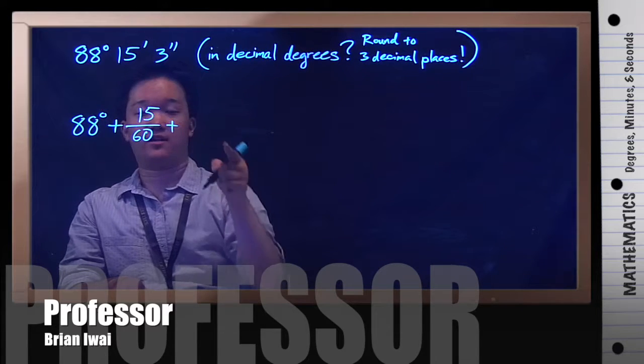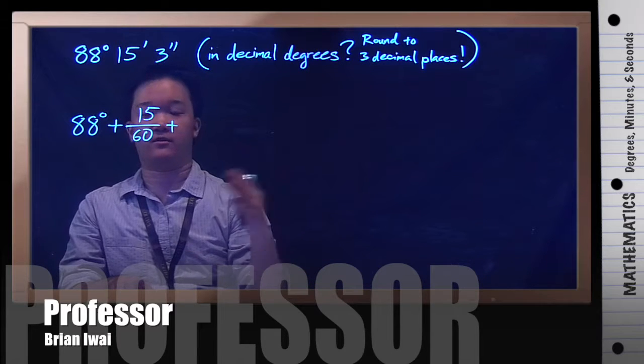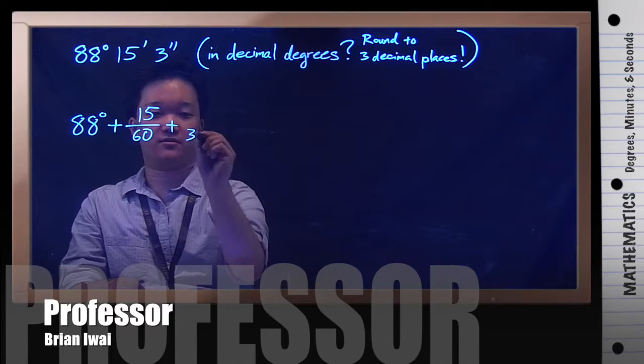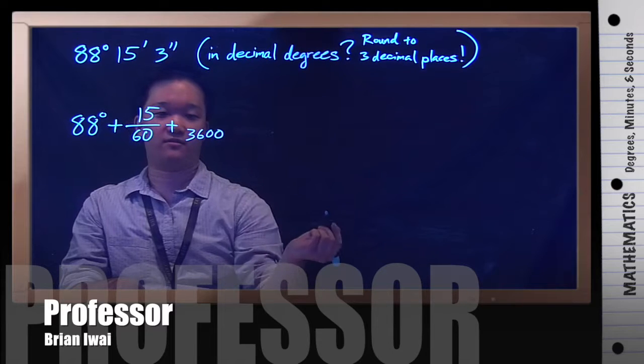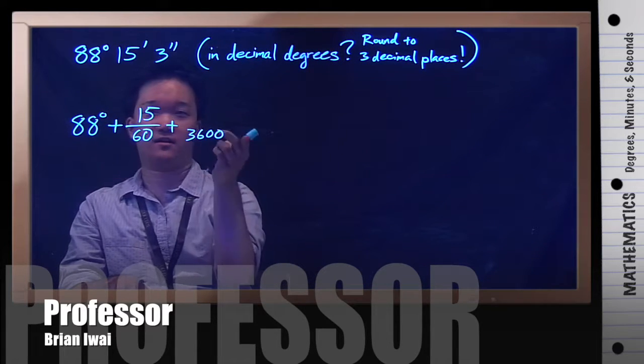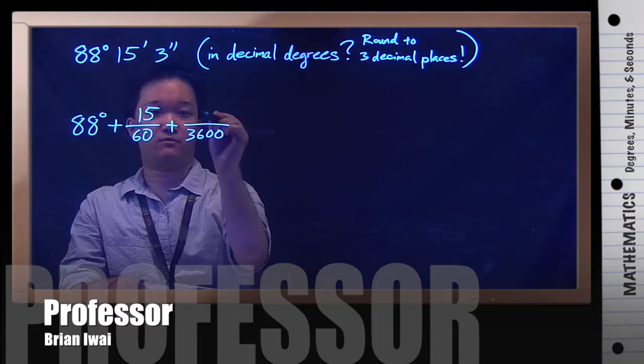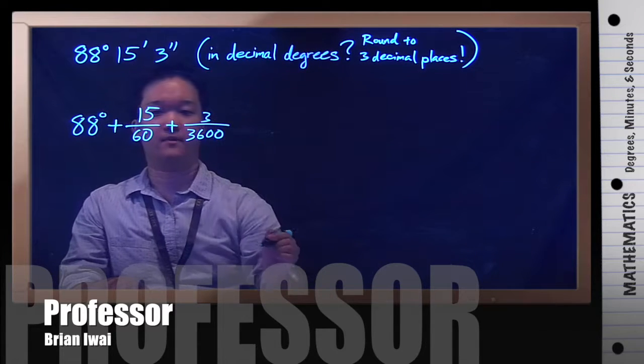And then for 3 seconds, you have to ask yourself, okay, how many seconds are in a degree or an hour? Same thing. You know that there's 3,600. Why 3,600? Because you know that there's 60 minutes in a degree and there's 60 seconds in a minute, so 60 times 60 gives you 3,600. And on top, you would write 3.